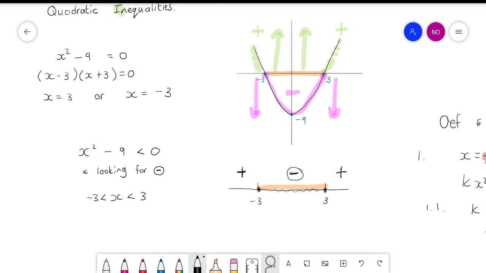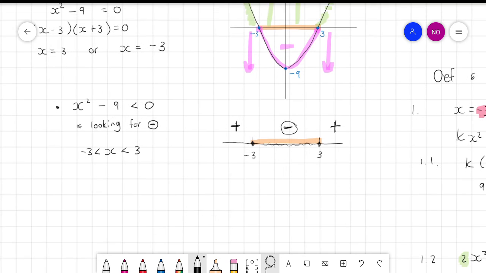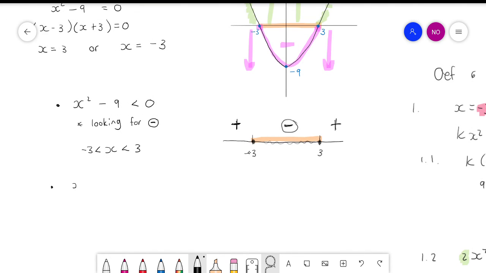Okay, but we're going to do some more, obviously. So let's stick with the same parabola and I'm going to just change the sign. Okay? So we're still busy. This was my first one. We are still busy with x squared minus 9. But this time I'm looking for greater than 0. So what is the sign of something that is greater than 0? Positive, right? So do you agree, I'm looking for plus.